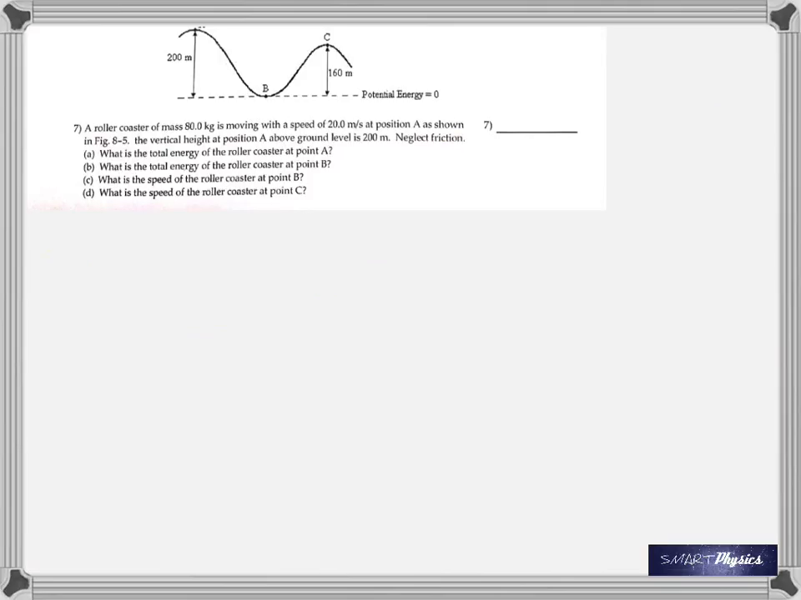You got time to read that. That's position A, and it's moving with a speed of 20 meters per second at that point. And then the vertical height is 200 meters there. And you are asked to find what's the total energy of the roller coaster at point A. I got you, it has both. Doesn't it have both? Okay, so you'll have to find mgh and 1/2 mv squared, add them up. Okay, so at A, it has both.